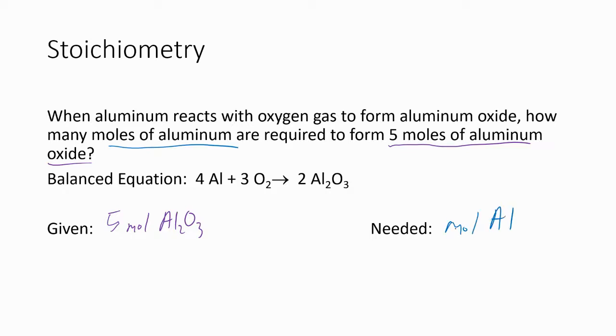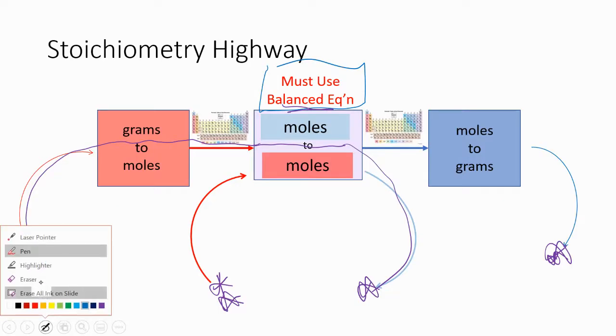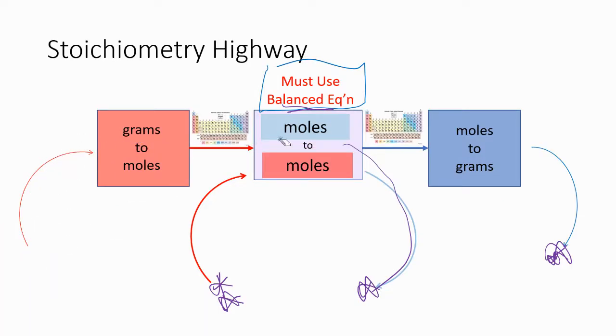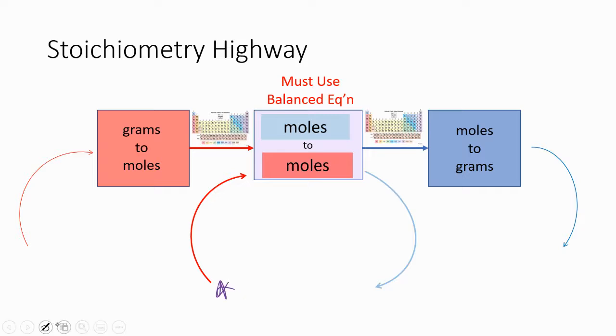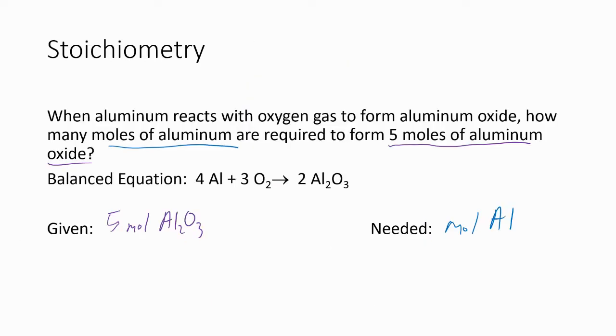So if we're trying to get here and we're starting here, let's look at our highway. According to our highway, we're starting at moles and we're ending at moles. So we're starting at moles of one and we're trying to end at moles of the other. That's going to require we just use the balanced equation. That's all we need for this one.